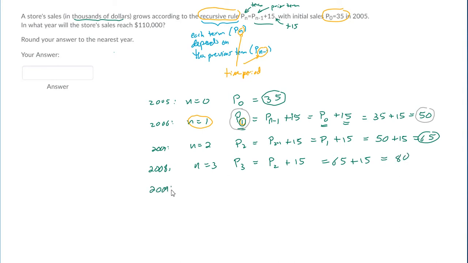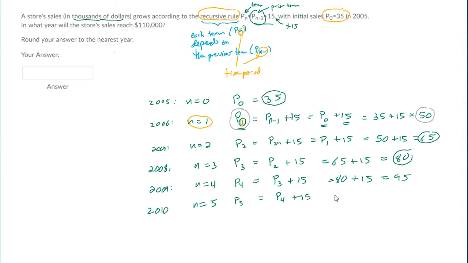2009, that's n equals 4. P4 is going to be the previous value, which is P3, plus 15. P3 is 80, plus 15 is 95. And let's go one more. So 2010, n equals 5. P5 is going to be the previous value of 95, plus 15, which gives me my 110, which is what I'm looking for.